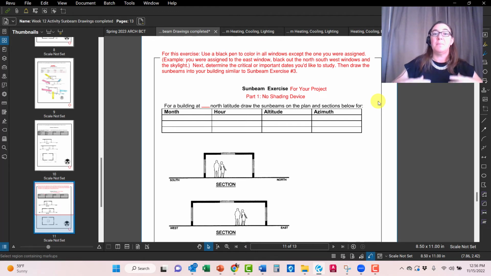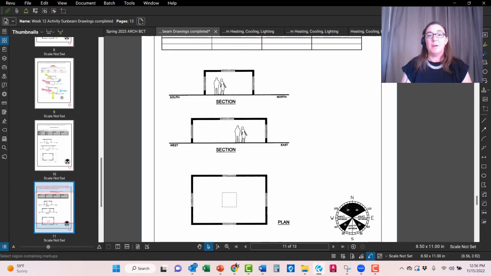So all these sunbeam exercises have led up to this point, analyzing the sunbeams for your project. There are 2 parts to this. The first one is with no shading device at all. You are first going to select what critical or important dates and times you'd like to study. Write them in here, and find your altitude and azimuth for those dates and times. Come on down here.